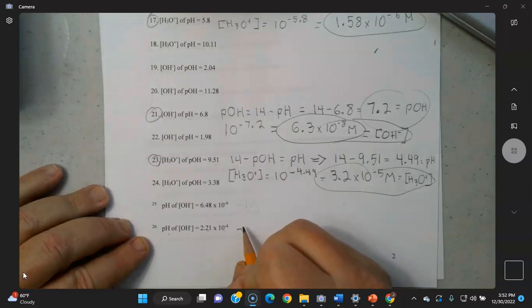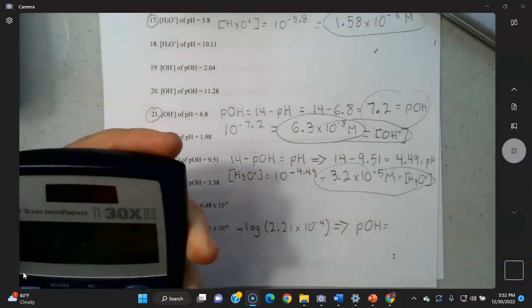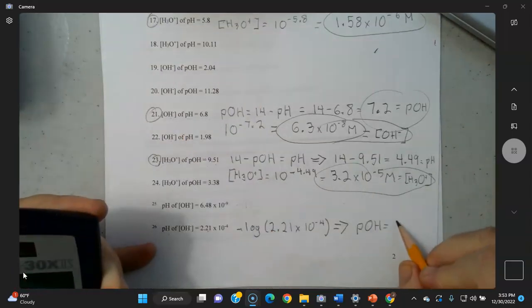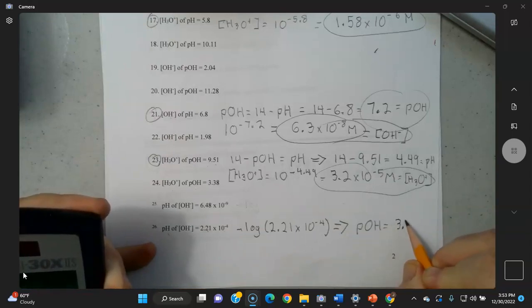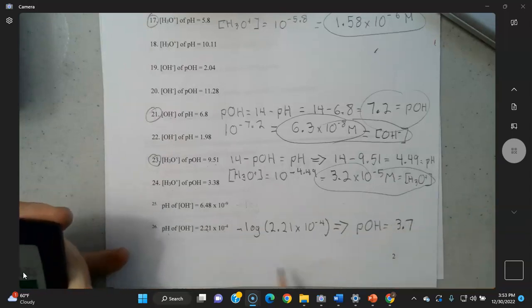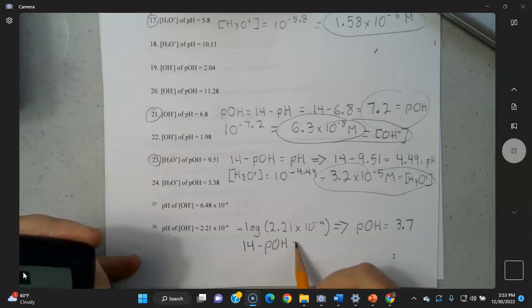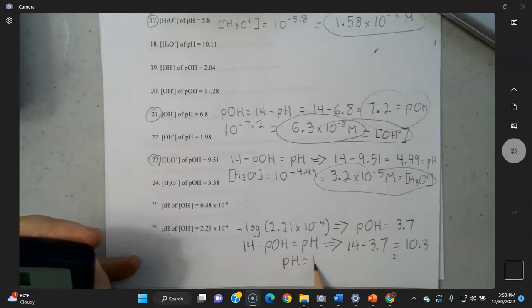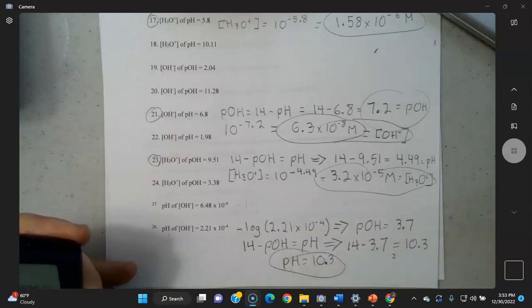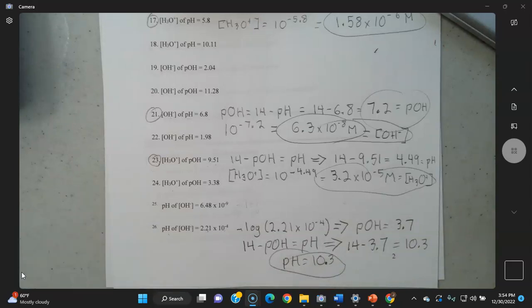Okay, so down here. Okay, and this gives us a pOH of 3.7. So now we're going to simply say 14 minus pOH equals pH. So that's your answer. pH equals 10.3 right there. All right. All right, that takes care of this answers video. All the other problems are just similar to the ones that we did here, so go ahead and do those on your own.